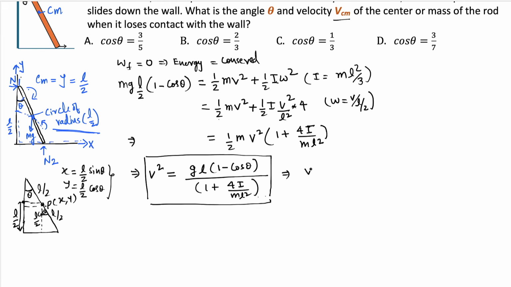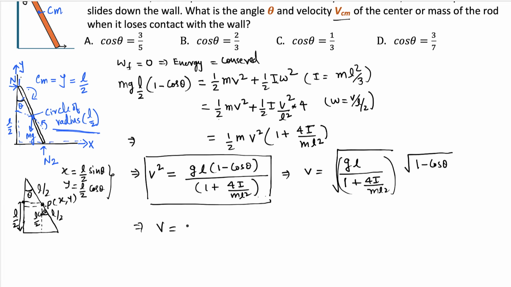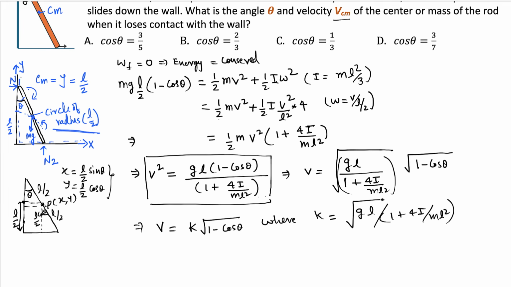In fact, we can write v as root of 1 minus cos theta. And therefore, we can simply say v is equal to k times root of 1 minus cos theta, where k is some constant, which is root of gL by the denominator. So let's deal with this one.